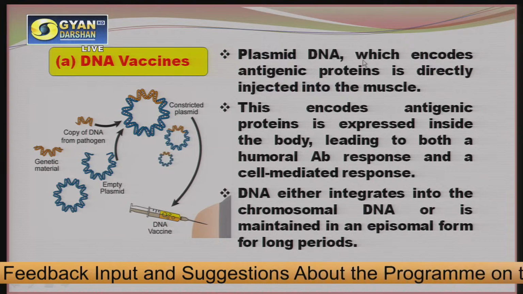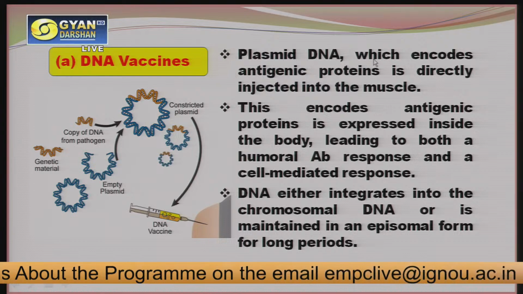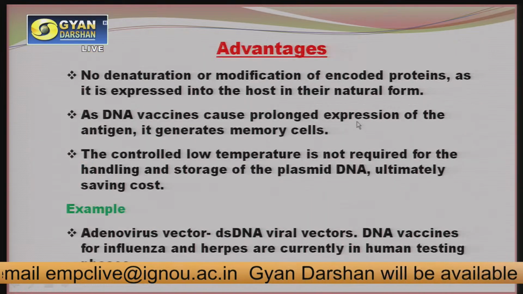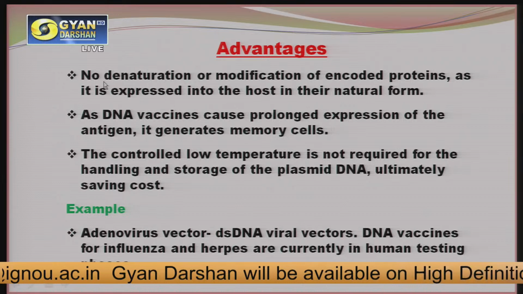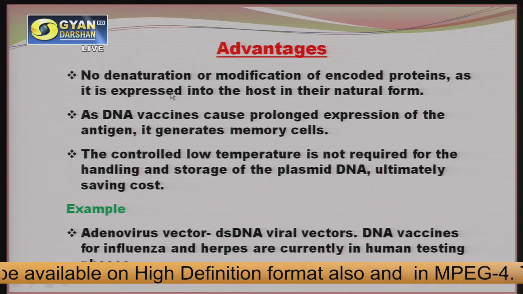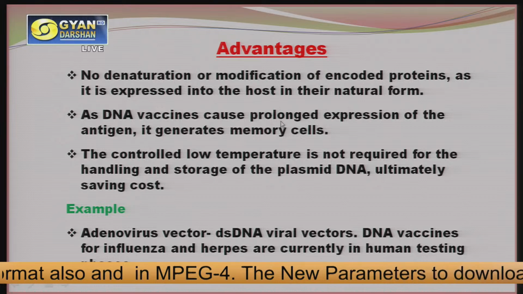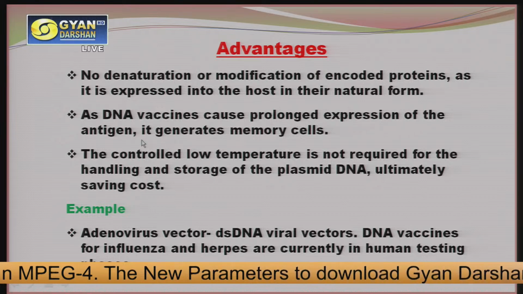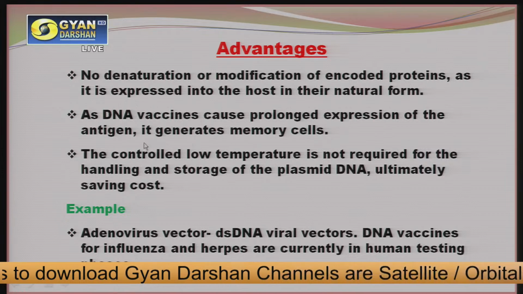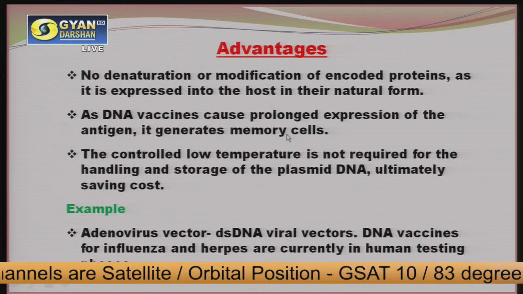So these are DNA vaccines. Basically, in this case, we can introduce the plasmid DNA inside the body. And what is the advantage of the DNA vaccine? No denaturation or modification of the encoded vaccine, as it is expressed in the host in its natural form. As DNA vaccine causes prolonged expression of the antigen, it generates memory cells. So it is a very important advantage of this type of vaccine. Like DNA vaccine, it generates the memory cells.